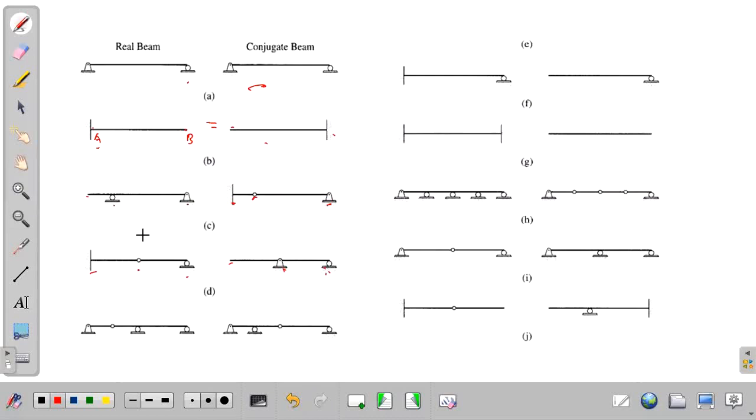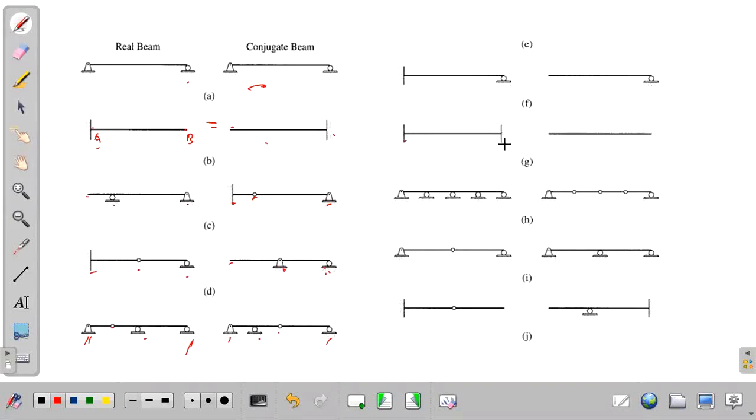Okay? So, if you have a real beam, ito yung magiging conjugate beam natin. At the end support, we have a simple end support, so parehas pa rin sa conjugate beam natin. Our hinge, magiging roller siya sa conjugate beam. And yung roller natin sa real beam, magiging hinge sa conjugate beam. Okay? And so forth. So, we have here another example.